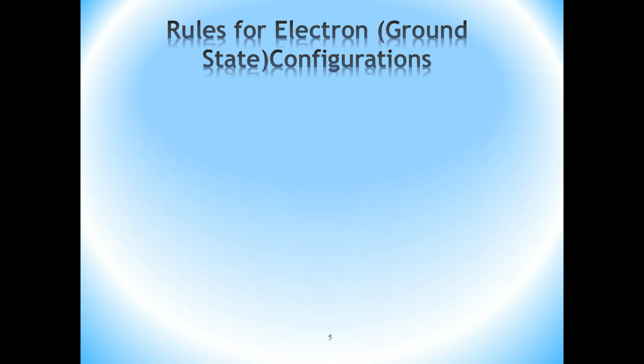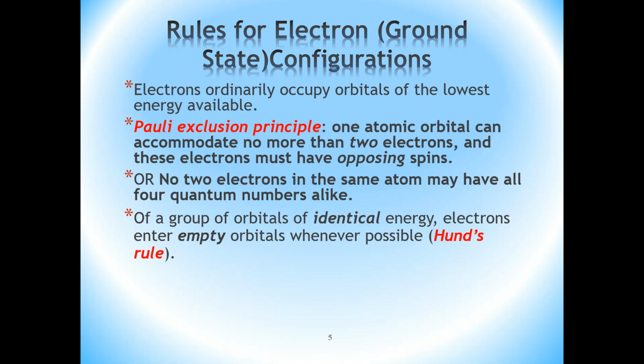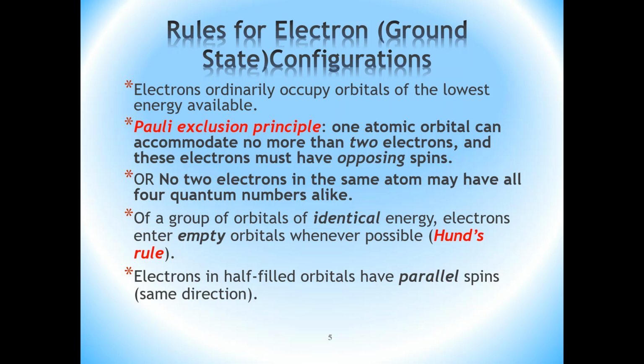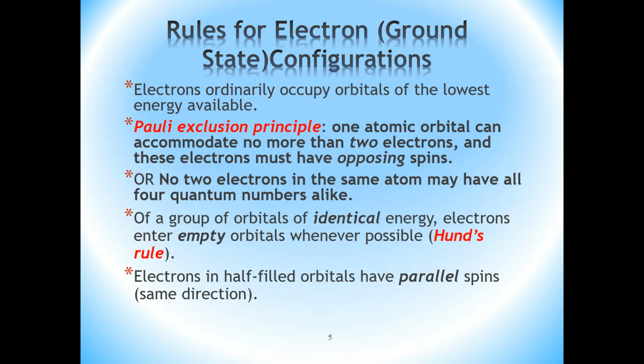So let me go back to the rules again. We were discussing Hund's rule, and the next rule, which is actually an extension of Hund's rule, says electrons in half-filled orbitals must have parallel spins, right? To illustrate that, let me go back to this again. All these electrons that are occupying the 2p sublevel, remember now each orbital is occupied by a single electron. These electrons must be spinning in the same direction for the ground state configuration. So that's basically what that rule is talking about, all right?